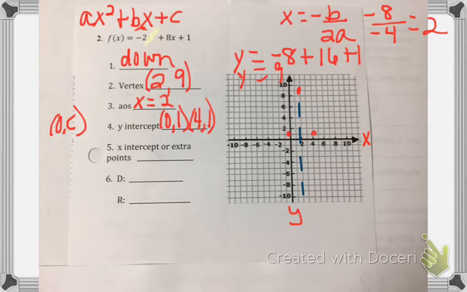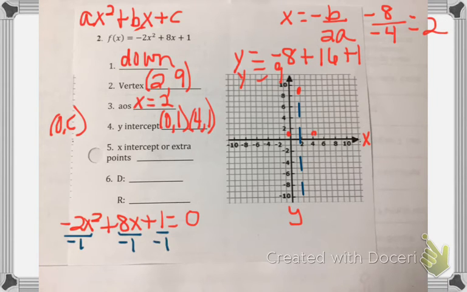The x-intercept is putting the equation equal to 0 and factoring. So I'm going to put negative 2x squared plus 8x plus 1 is equal to 0. Okay, do I have a GCF? No, but the first term is a negative, so I cannot have a negative. I can factor out a negative 1, or a faster way is just dividing everything by a negative 1, because I cannot have the first term a negative. So when I do that, that just changes the sign. So it's 2x squared minus 8x minus 1 is equal to 0.